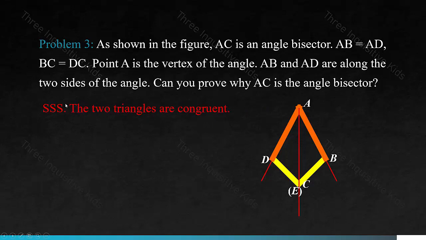Well, SSS. Remember how we learned about the congruence of triangles? In this case, we're using the side rule. As you can see, triangles ADC and ABC are congruent because AD equals AB, DC equals CB, and they're all sharing side AC. So if they're congruent, then their angles would be equal. So these angles would be equal.